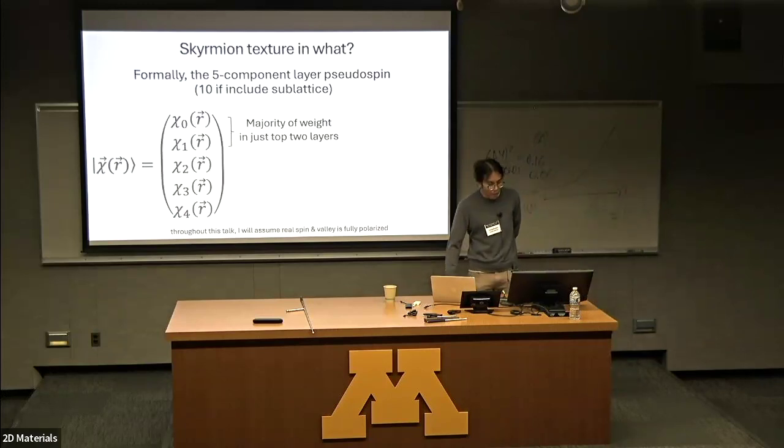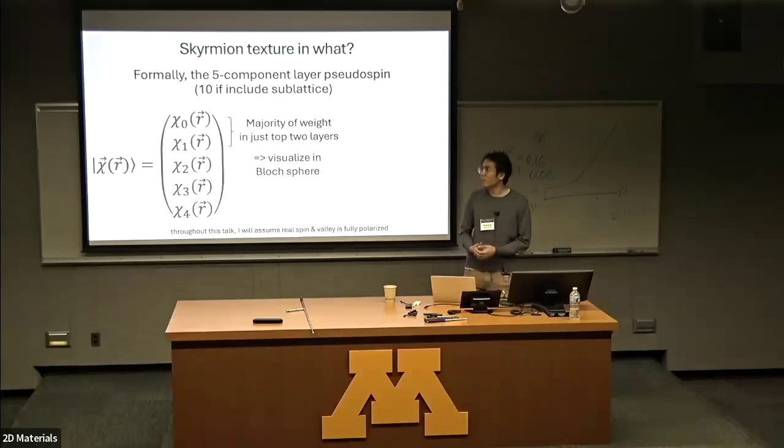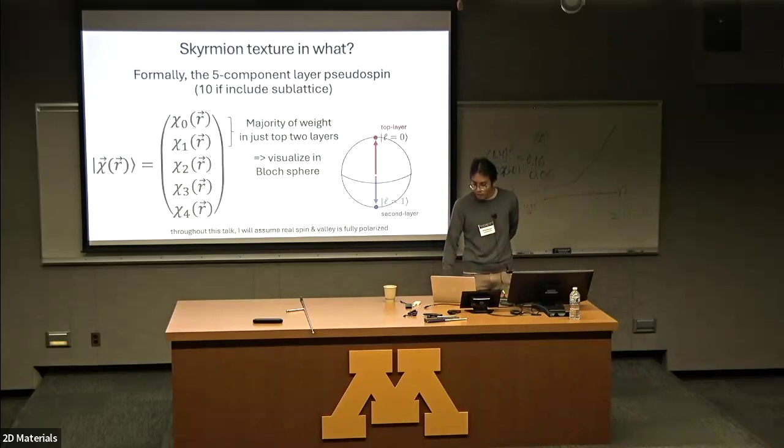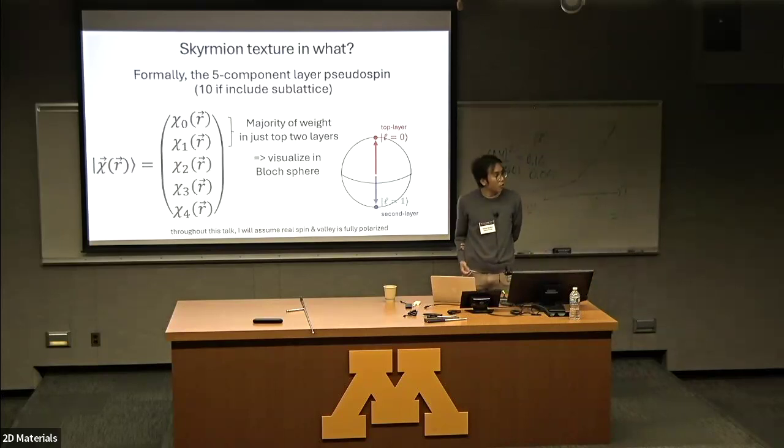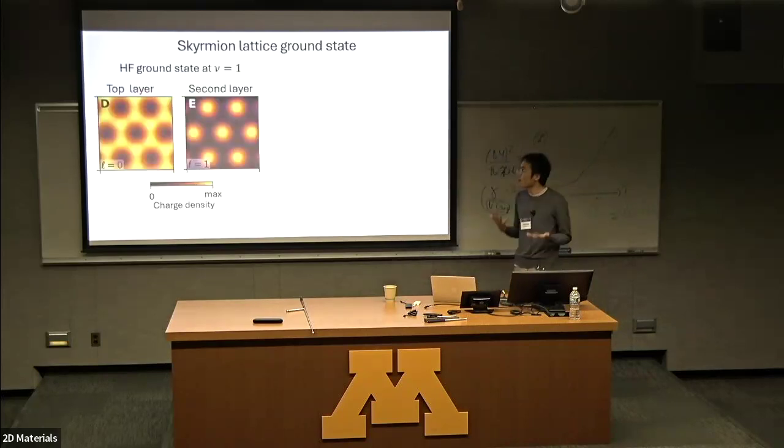And so for visualization purposes, this is great because we know how to visualize a 2-component spinor. We can just put it onto a Bloch sphere where basically the north and the south pole correspond to the topmost being fully polarized in the top and the second-most layer. So that's the setup. And now let's just look at the Hartree-Fock ground state.